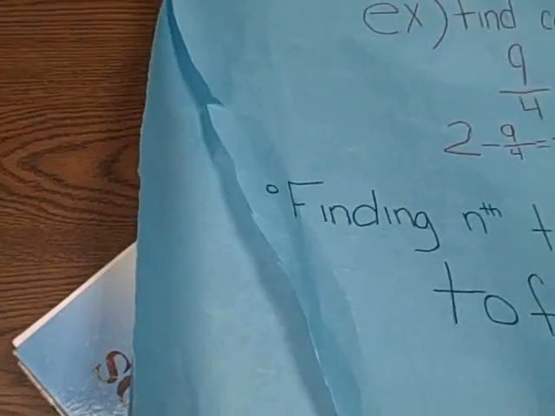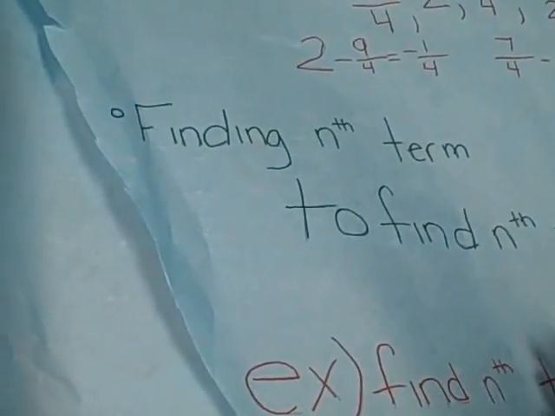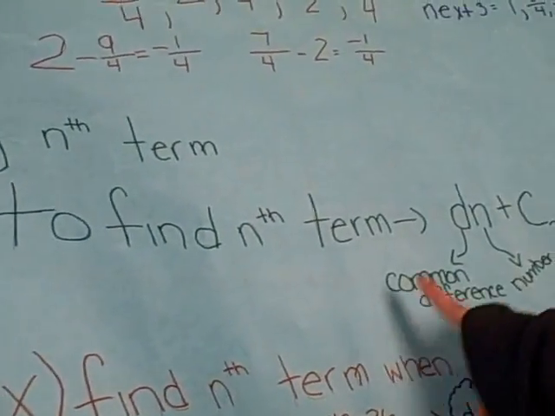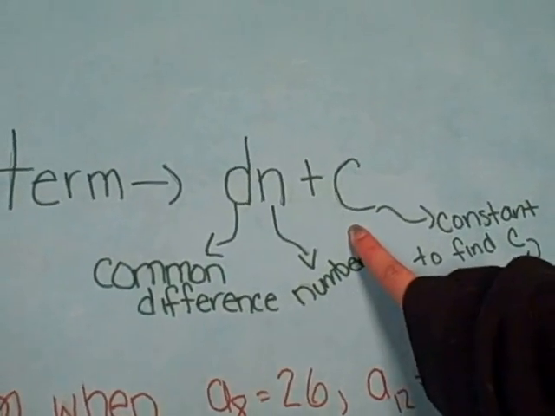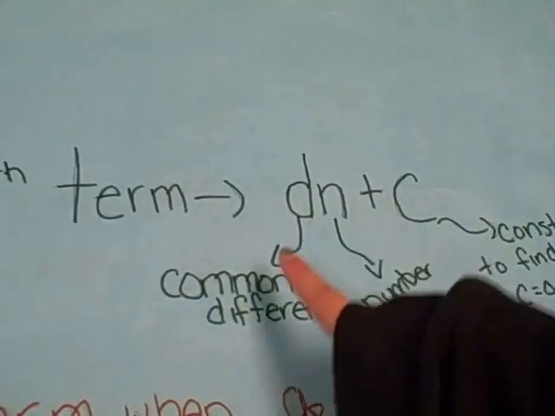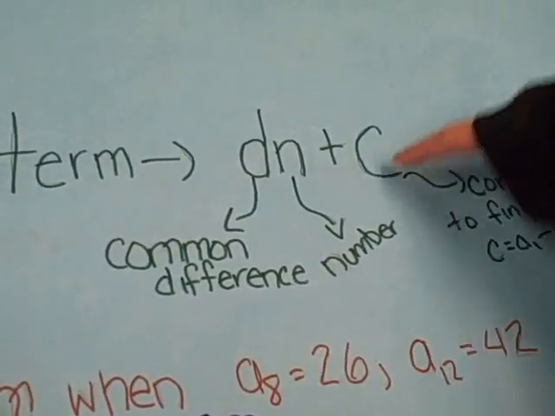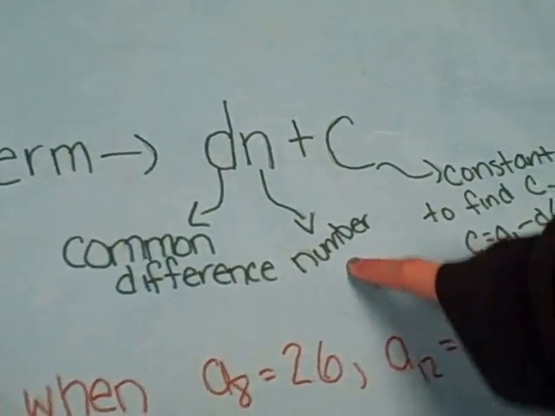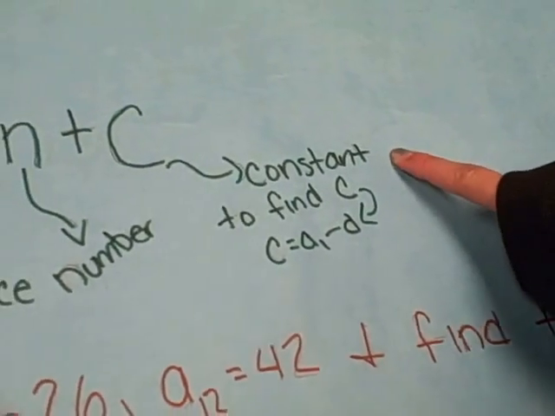and 1/2. Now we're going to find the nth term, and to find the nth term, you use this equation, which is dn plus c. The d stands for the common difference that we found earlier, the n stands for a number, and c is a constant. And to find the constant, you take a1 minus the common difference.